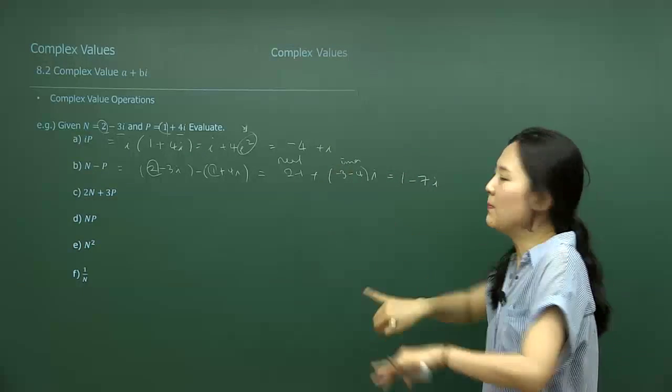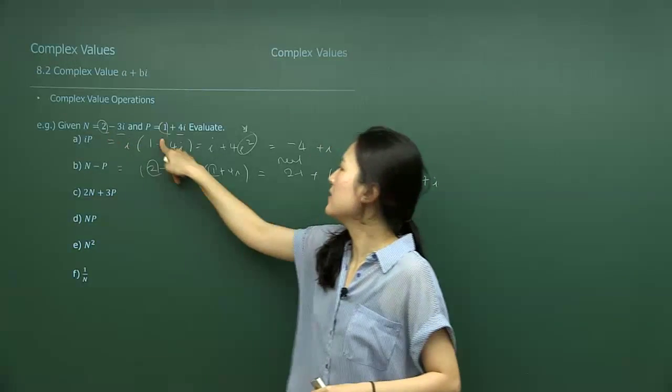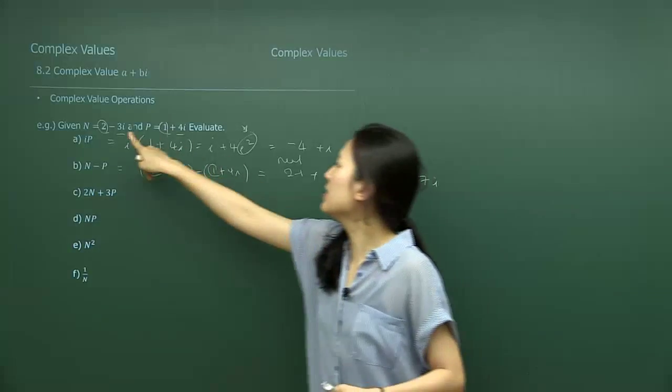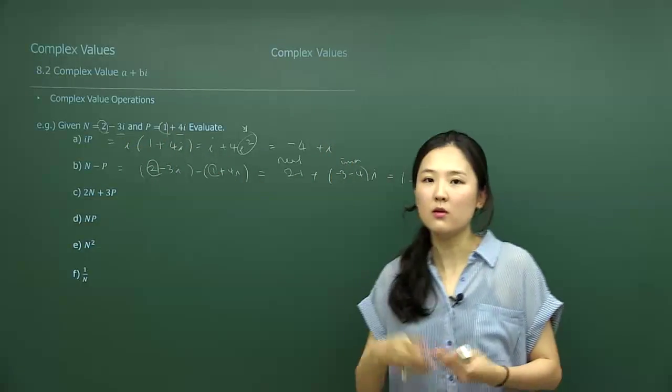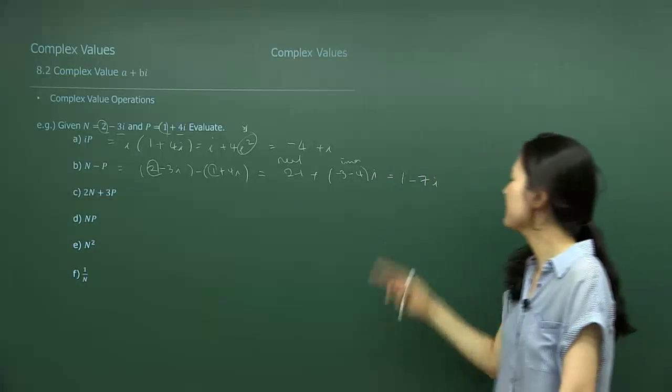Actually, you don't even have to separate them. Once you get used to it, it's really simple. Well, 2 minus 1, which is 1, right? Negative 3i minus 4i, negative 7. So the answer should just pop out like that.